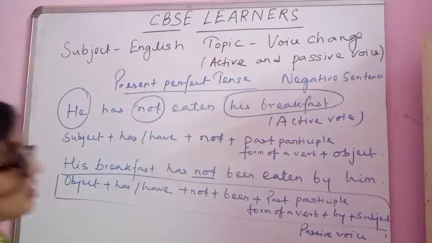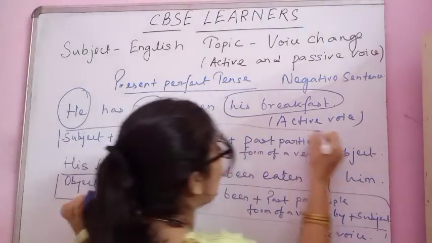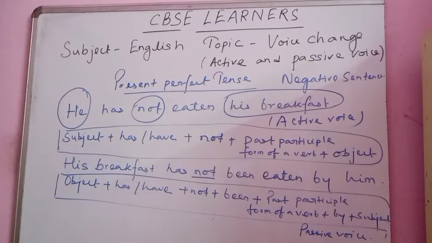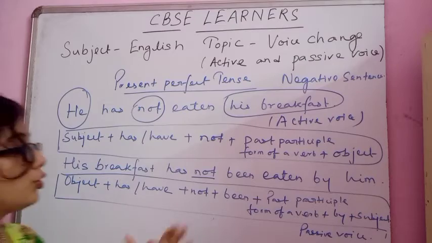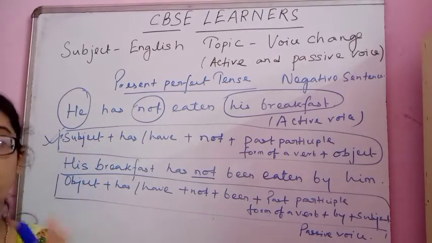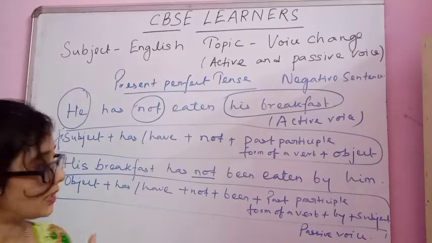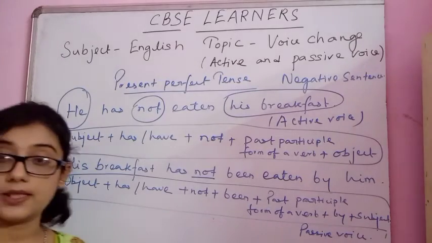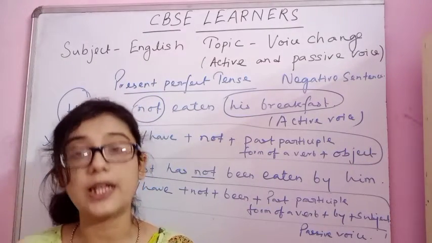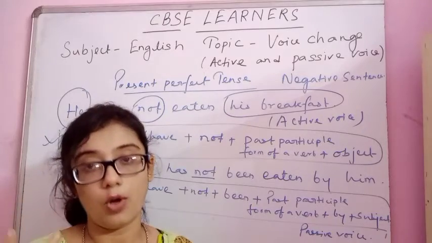So when you are changing voice, always remember this formula. Don't think that always you will get from active to passive. They can question you to convert it from passive to active. So this formula is also equally important. Now let's take an example of interrogative sentence. Interrogative sentences are also of two types. Like negative, one will be negative, which will definitely constitute not, and one will be normal or positive interrogative.